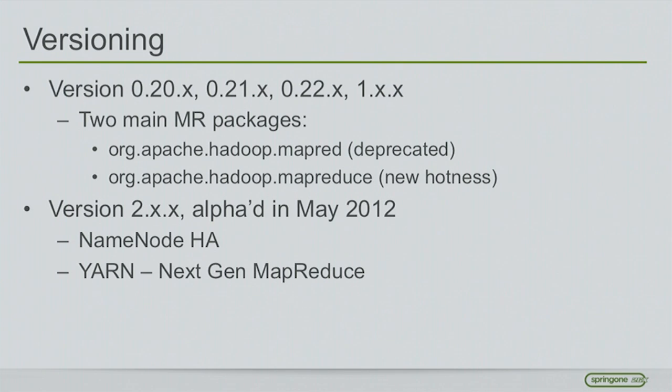Version 2 went alpha in May 2012. This comes with NameNode high availability (HA) that I'll talk about, as well as YARN, which is the next generation of MapReduce. The beta actually just came out a couple weeks ago, so very, very new technology, not even stable yet, I should say, but we're using it anyway.